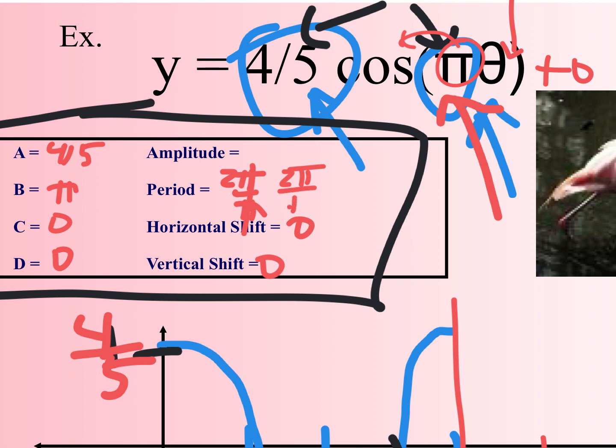So 2 pi over b. Just try to remember that formula. I said it would come up a lot later in the chapter, but I guess it even comes up now. So period is 2 pi over b, and the b was pi. So 2 pi over pi, so it's 2. And the horizontal shift was 0, amplitude 4/5. I think I've got those all filled out now. 0 here and 0 here. All right. You now know everything.